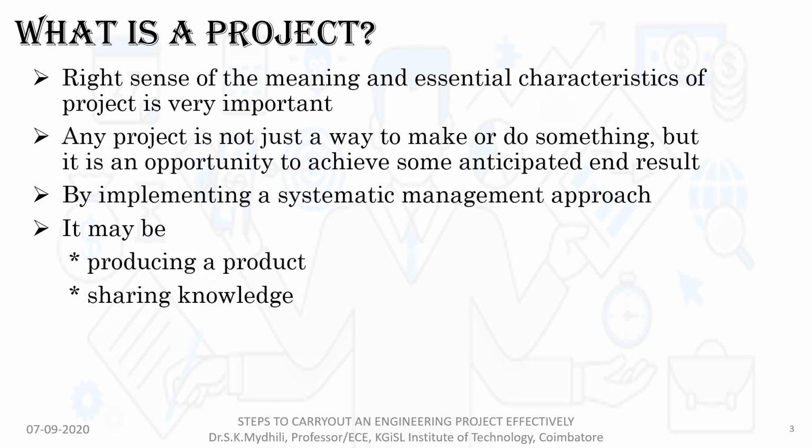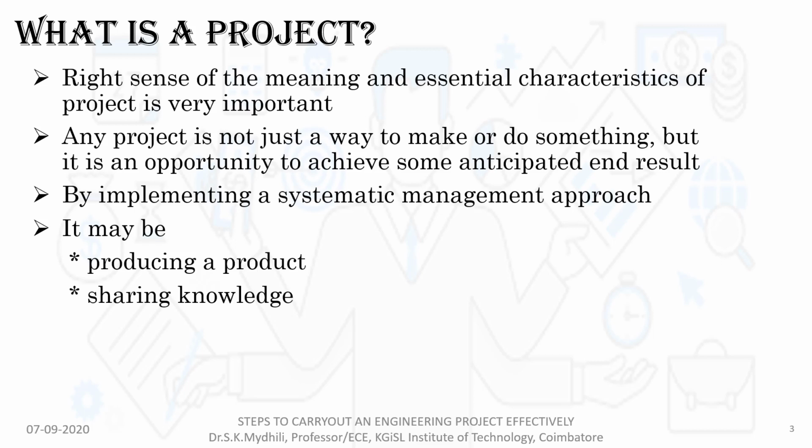Actually, what is a project? The right sense of the meaning and essential characteristics of a project is very important. Any project is not just a way to make or do something, but it is an opportunity to achieve some anticipated end result. By implementing a systematic management approach, it may produce a product or share knowledge. In simple words, a project should get an end result. Just doing anything which is not bringing a good result will not be a project.